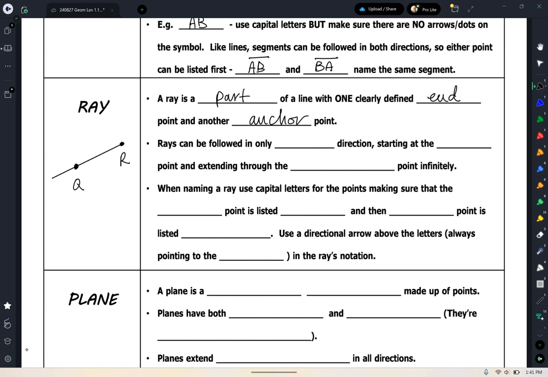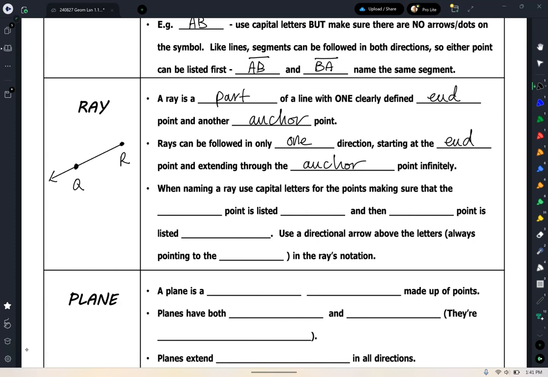Okay. And rays extend infinitely in one direction. So they have a very clear beginning, but then they go on forever and ever. So like I said, a line goes on forever and ever, right? A segment, we chop off both ends, we got a beginning and an end. With a ray, we only chop off one end, the other end goes on forever and ever and ever. You got it? That's the difference. It's part of a line. Okay, rays can only be followed in one direction, and it starts at the end point and then travels through the anchor point on infinitely.